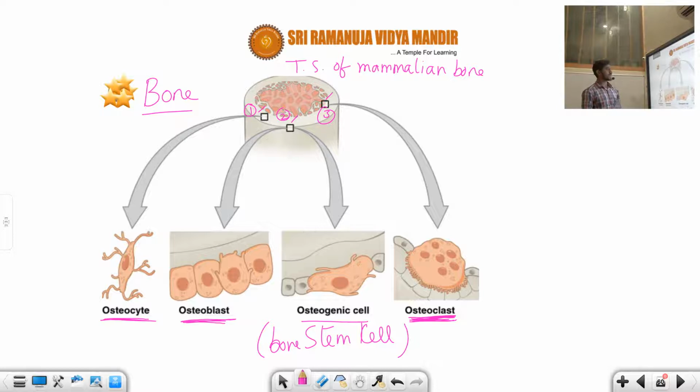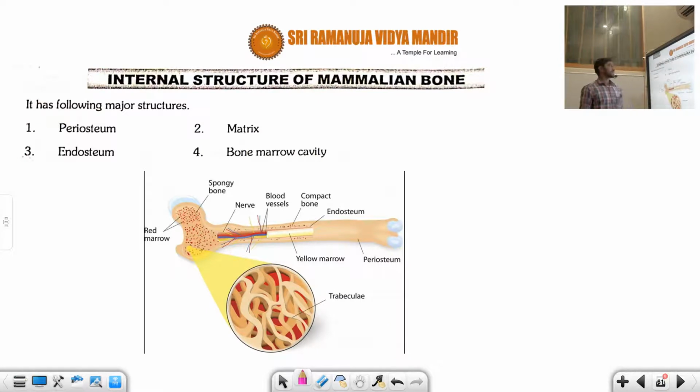Let us see the next important thing: the internal structure of the mammalian bone. The internal structure of the mammalian bone has four major parts that we discuss today. The first is the periosteum. The second is the matrix. The third is the endosteum. The fourth is the bone marrow cavity. So the internal structure of the mammalian bone is made up of these four important parts.